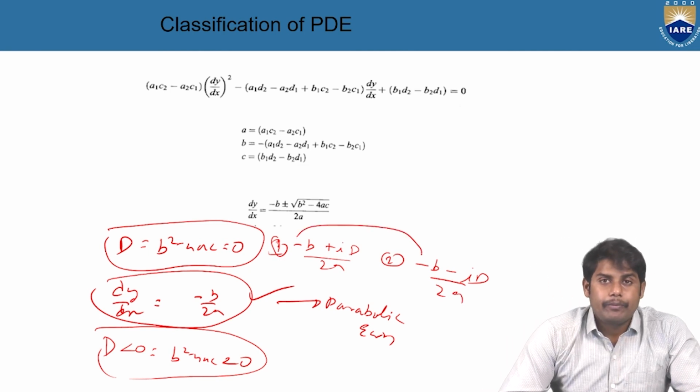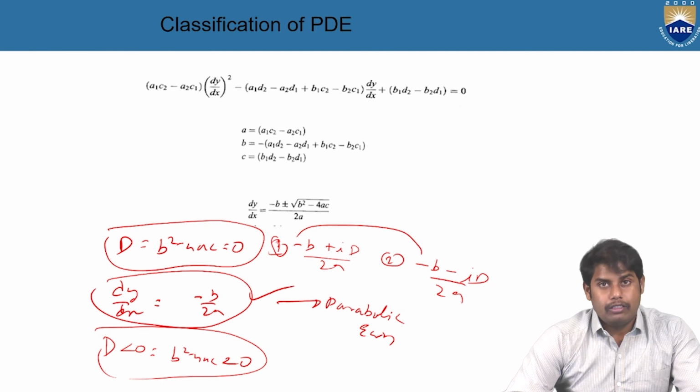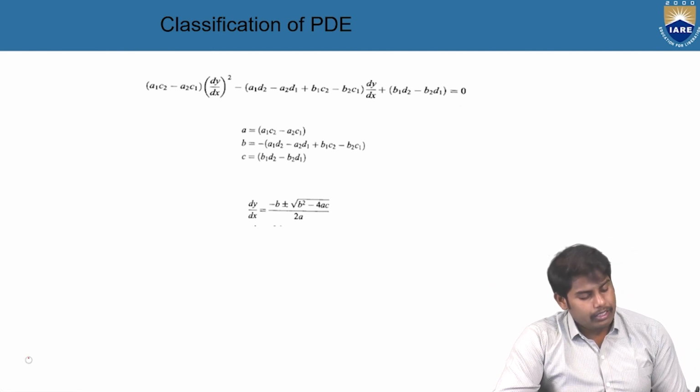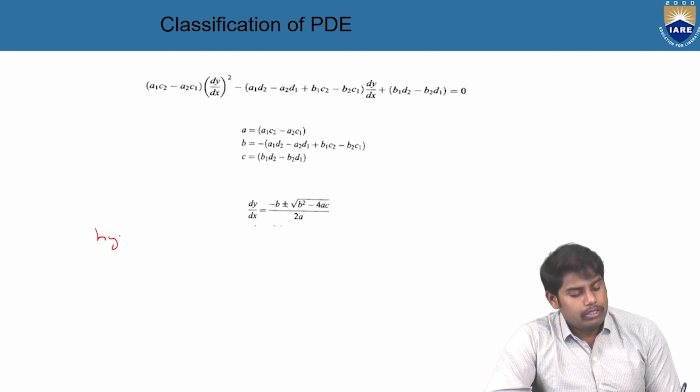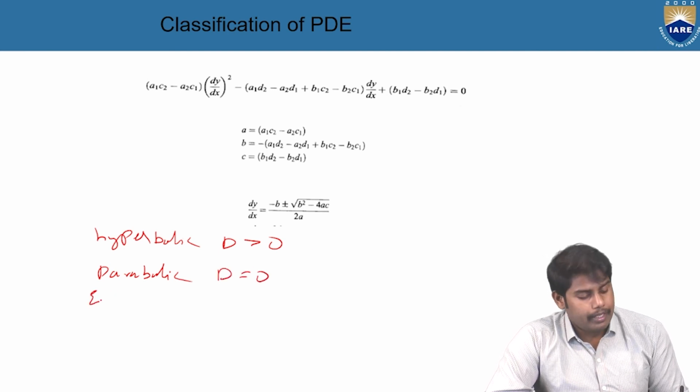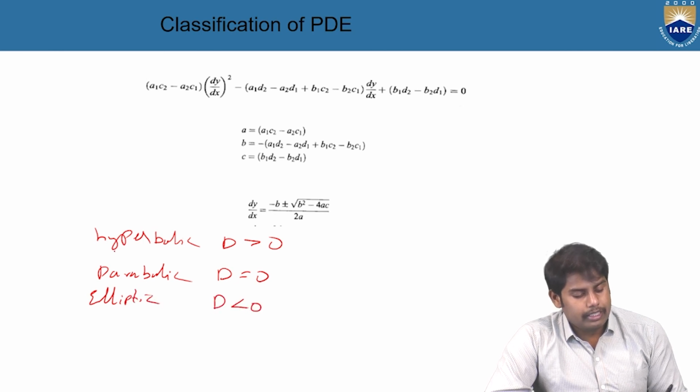So basically this is for the elliptic equation, and here are the basic differences. First is hyperbolic, where the discriminant is greater than 0. Then parabolic, which is discriminant equal to 0. Then you have elliptic, which is discriminant less than 0.